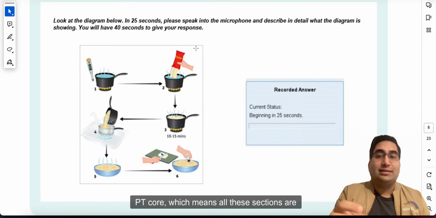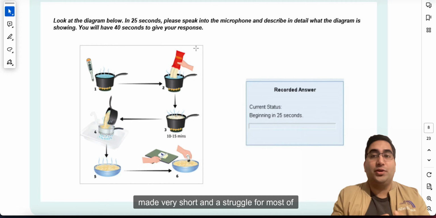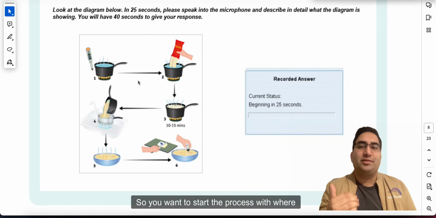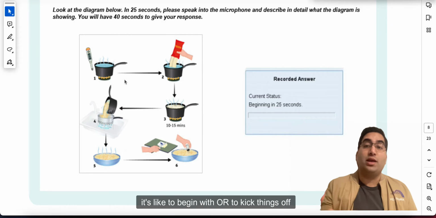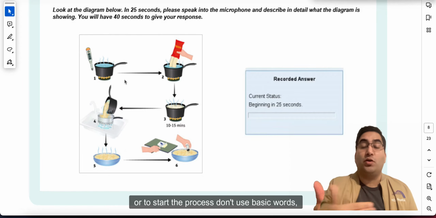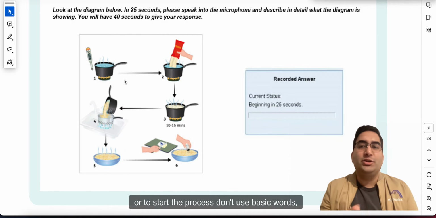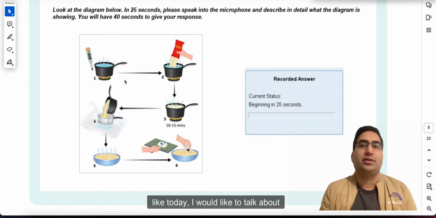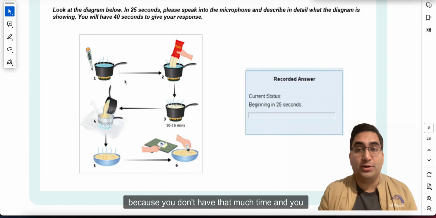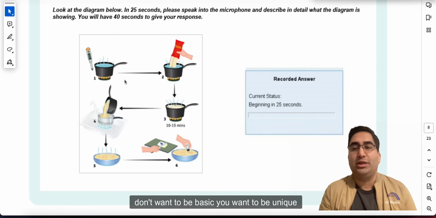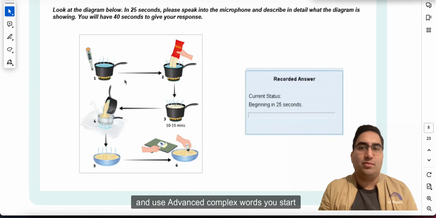Which means all these sections are made very short, and a struggle for most of you will be how to summarize information. So you want to start the process with words like to begin with, or to kick things off, or to start the process. Don't use basic words like today I would like to talk about, because you don't have that much time and you don't want to be basic. You want to be unique and use advanced complex words.